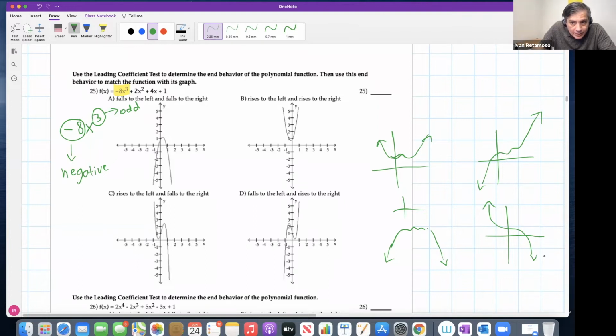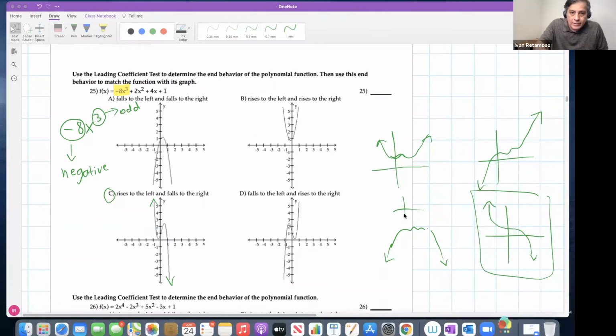So it's gonna look like this chair, this decreasing chair from left to right. And the only one that does that is this. So rises to the left and falls to the right, just like this one, right? You follow, guys? Very good.